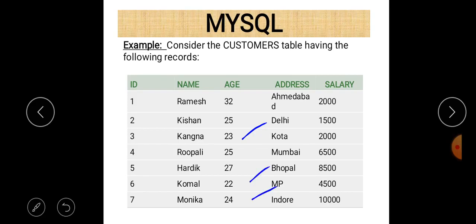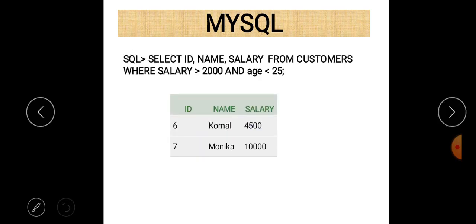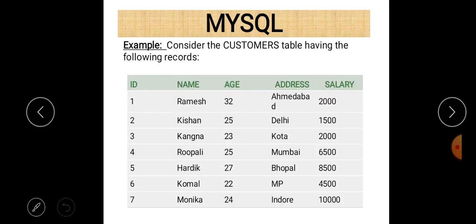And second, you can easily see here, salary must be greater than 2000. So for salary greater than 2000, Kangna is not considered here because even though age is less than 25, salary is exactly 2000, and here we want to show the records where salary is greater than 2000, so Kangna will not be selected in this case.